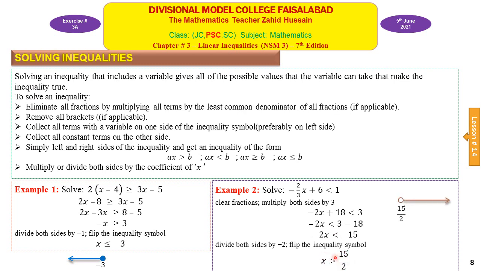To draw this inequality on a number line, we will draw a circle. This circle is an unshaded circle, because the inequality sign does not contain an equal sign, and it is greater than, so there is an arrowed line from the circle towards the right hand side. So this is the inequality on the number line.